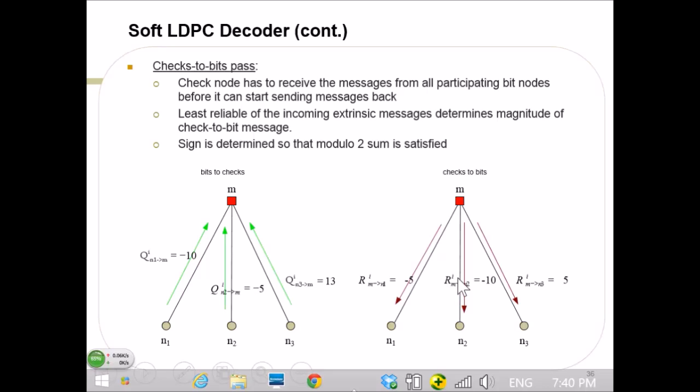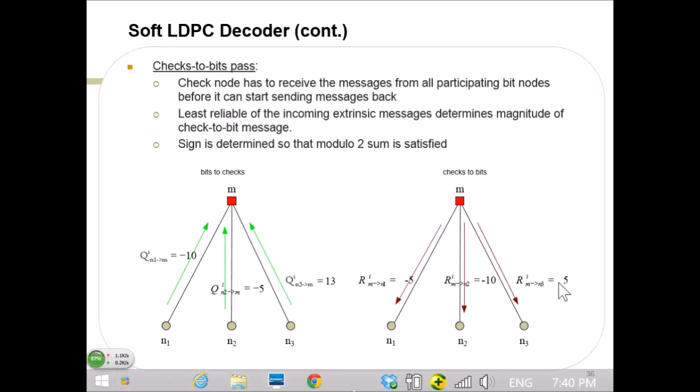Now the same thing happens on this message also, RM2 to N2. Here you ignore this 5, whatever this bit node is telling to this one. That's intrinsic information. Then you look at this -10 and 13, you look at the absolute values, that's 10 and 13, and take the minimum, so that's 10. Again the sign is computed based on the exclusive OR operation of these 2 different signs, minus and plus, so you get minus here. The same thing we are doing here. We're ignoring this 13, taking the minimum of this 10 and 5. So that's 5 here, and minus into minus would be plus. So this is the check node processing.